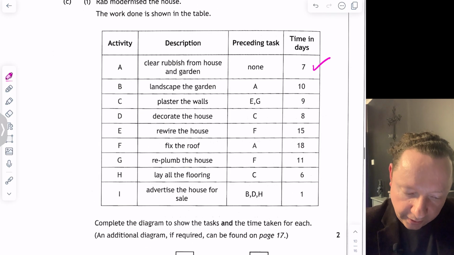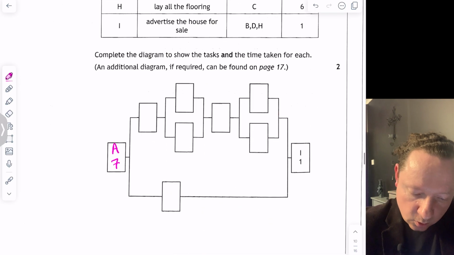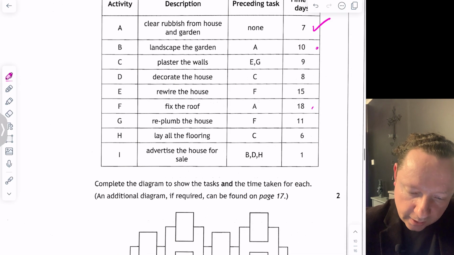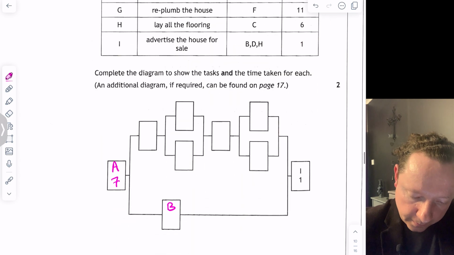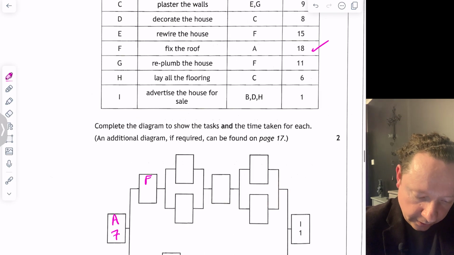Right, what comes after A? We've got B, which takes 10, or way down there, F, which takes 18. So does anything come after B? Well, not really until right at the end, so that's going to be the short one. So that's B there, and that takes 10. So we can take a note of that one. And then, watching out, is F next, and that takes 18. So F is here for 18.